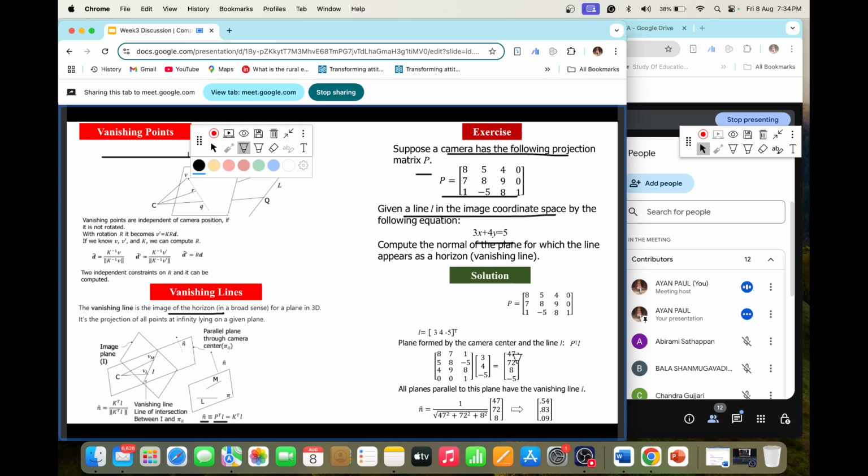this n vector. You just divide it by its determinant, and you will get a vanishing line. Why vanishing line? Because it has been told to compute the normal of the plane on which the line appears to be the horizon. That means the vanishing line, you have to find the plane comprising the vanishing line. So that is the plane at the horizon.